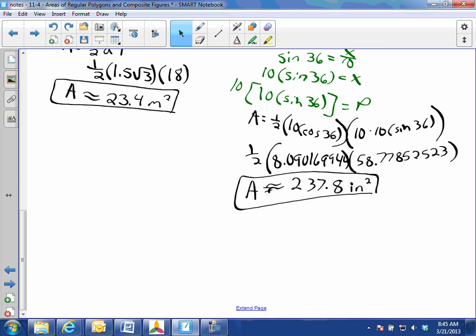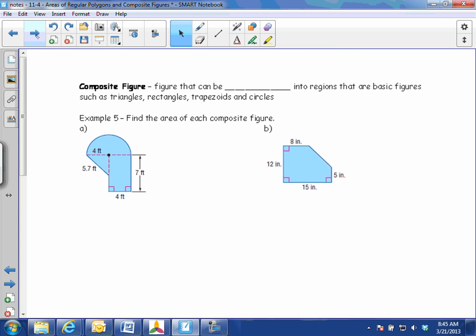Okay, so last page, we're talking about composite figures. Composite figures are just figures that can be separated into regions that are basic figures such as triangles, rectangles, trapezoids. Because we already know how to find the area of all those pieces, since we had all those formulas at the very beginning, let's refresh our memories.